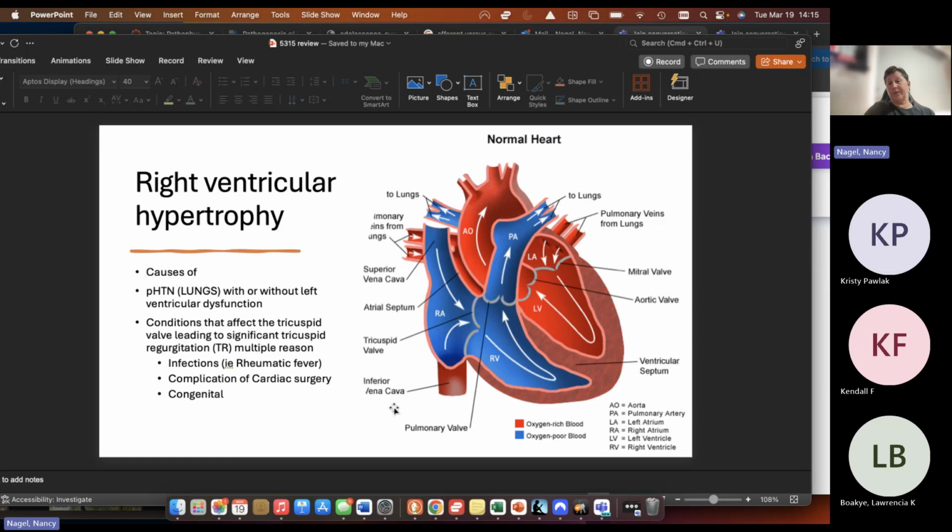This can also happen because of cardiac surgery. Sometimes with cardiac surgery, that messes up the tricuspid valve and causes that backflow. It can also be a genetic thing.